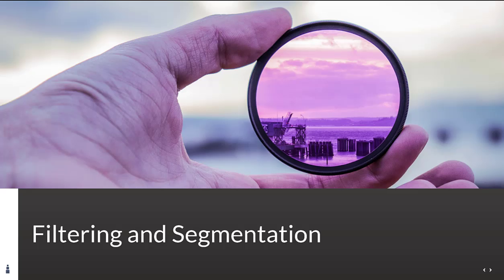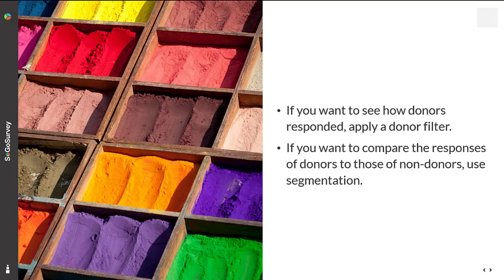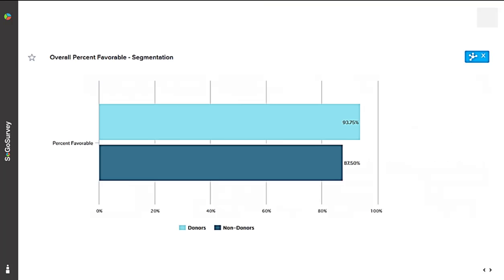Filtering and segmentation. If you want to see how donors responded, apply a donor filter. If you want to compare the responses of donors to those of non-donors, use segmentation. And here's what you would see if you segmented percent favorable.